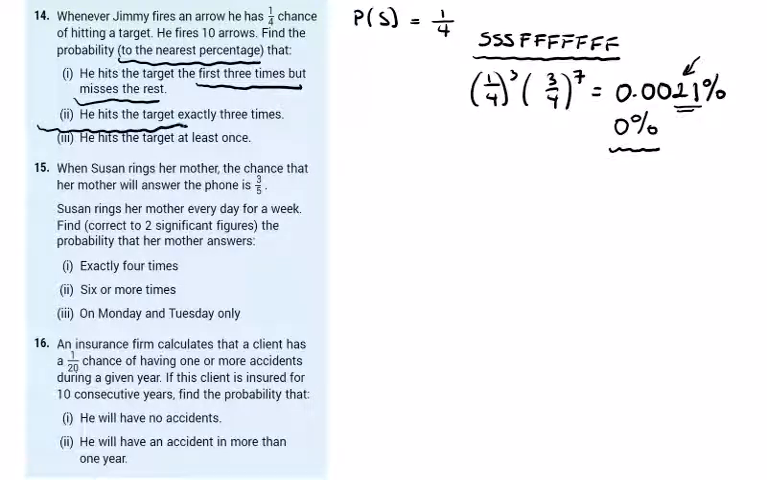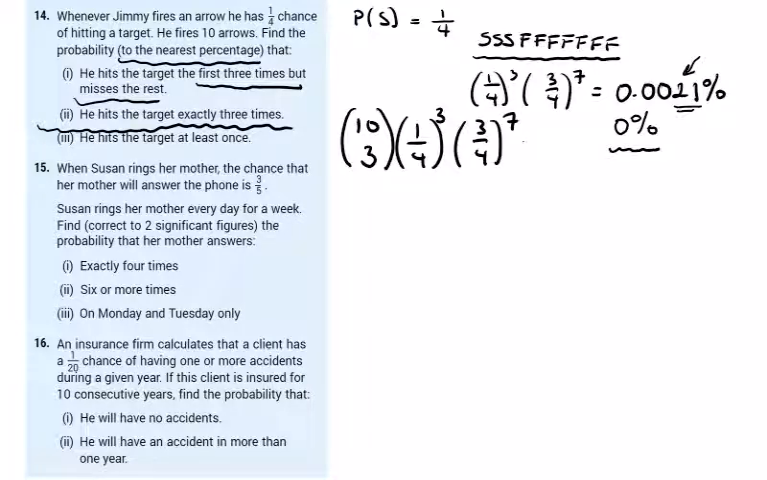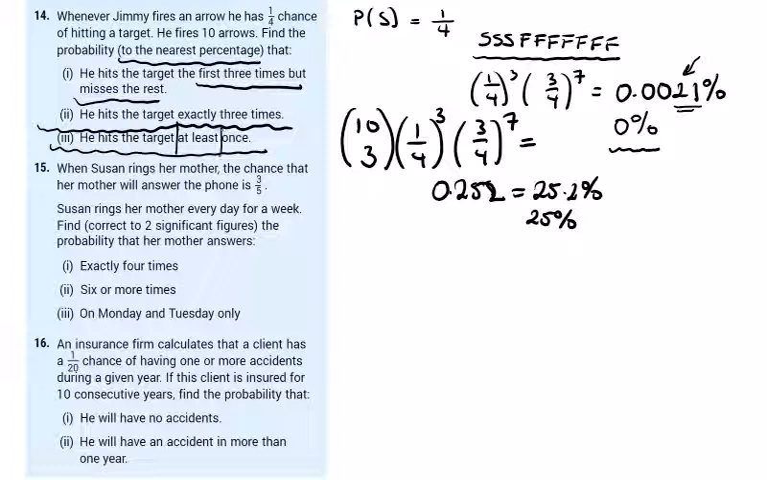So he hits the target exactly 3 times, so 3 successes out of 10 arrows. The probability of success to the number of successes, and the probability of failure to the number of failures. And that's going to be 0.252, 25.2%, which is 25%.